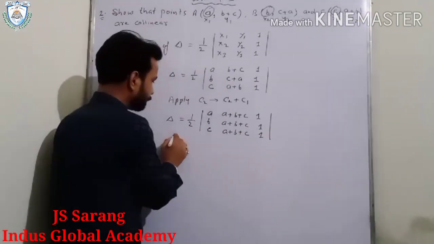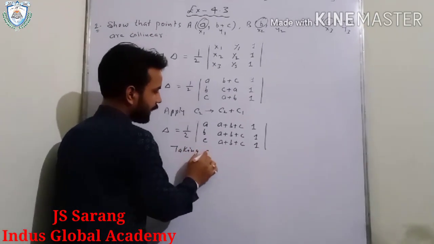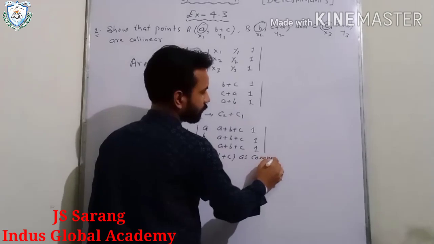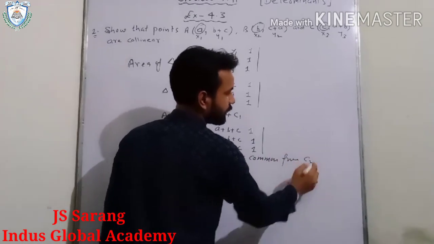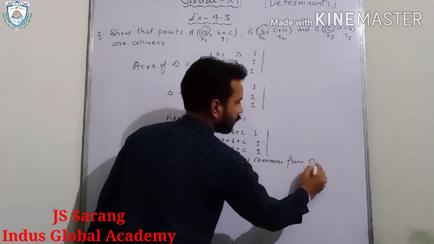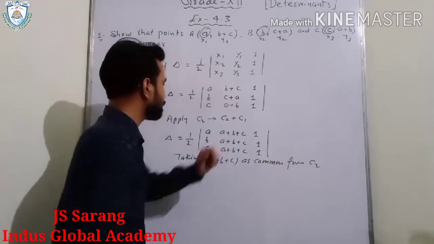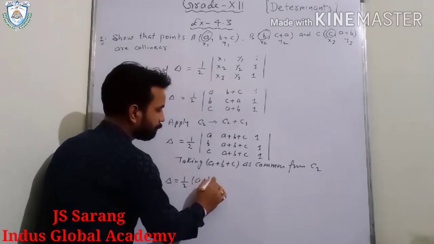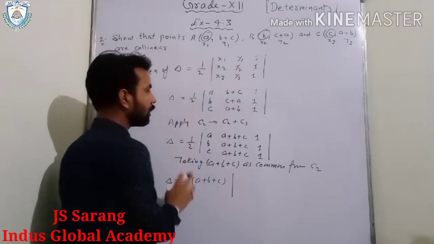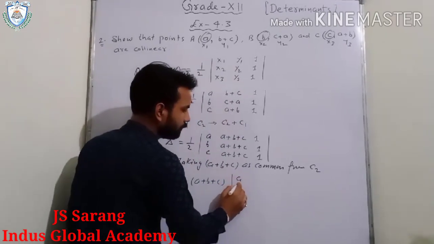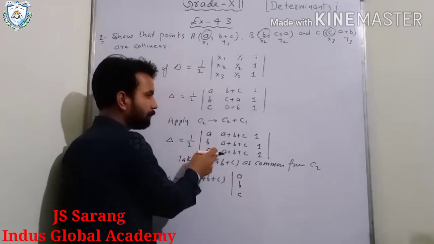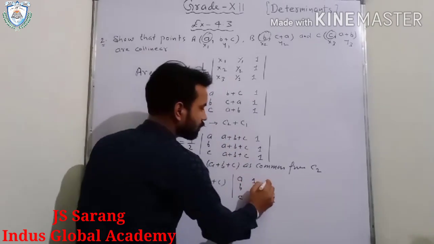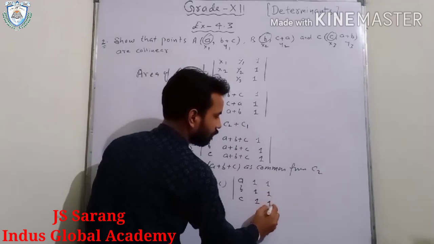So taking A plus B plus C as common from C2. If we take A plus B plus C as common from C2, then what will we get? Delta equal to 1 by 2 times A plus B plus C, which is common from the second column. So what is left? A, B, C in the first column. And A plus B plus C is common, so what is left? 1, 1 and 1. The third column is also 1, 1, 1.